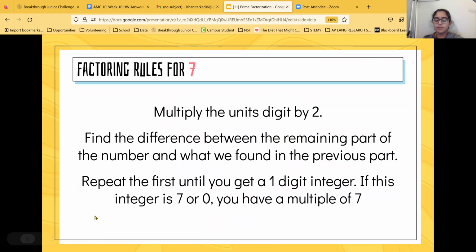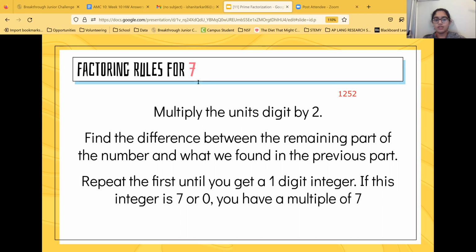Now, 7 is special, so it has a more complex rule. If you multiply the units digit by 2 and find the difference between the remaining part of the number and what you found in the previous part, and repeat that until you get a 1-digit integer, then if the integer is 7 or 0, you'll have a multiple of 7.